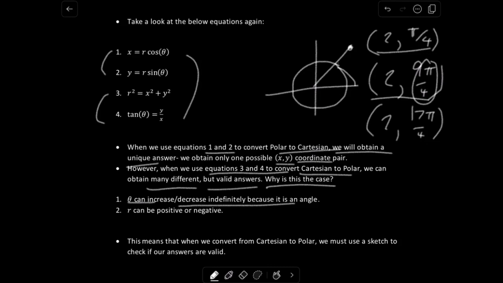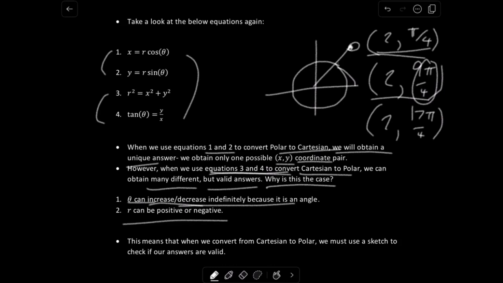So I can keep adding 2 pi, I can even subtract 2 pi all the time and go into negative angles. But the point is I get an infinite number of answers that represent the same point in space. That's why when you use equations 3 and 4, they may not just give you a single answer. You can get numerous different answers because theta can increase and decrease indefinitely because again it's an angle. And you've seen that r can be positive or negative, so you can get different answers.